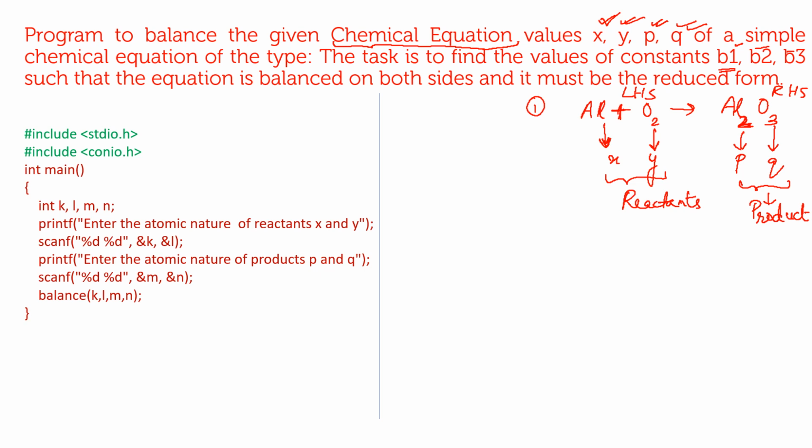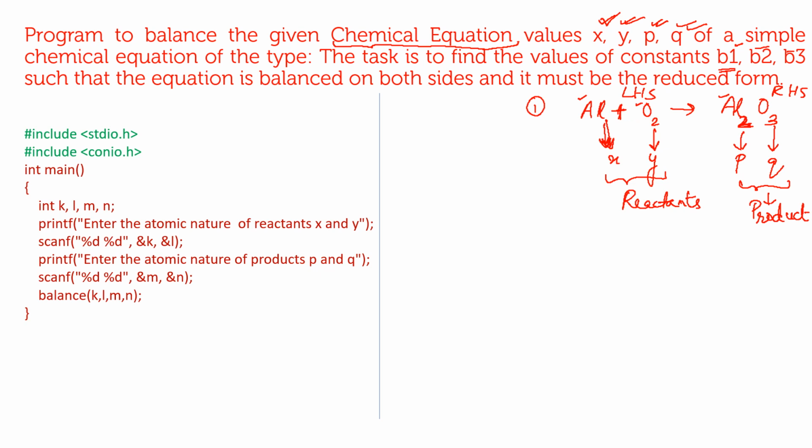In similar fashion, you can take a couple of other equations also. So I am repeating it once again. What are the inputs? The suffixes x, y, p and q. Now what you have to find out as the output? You have to balance the equation, so you have to find the constants which will be preceded. So your constants here will be b1, b2 and b3.